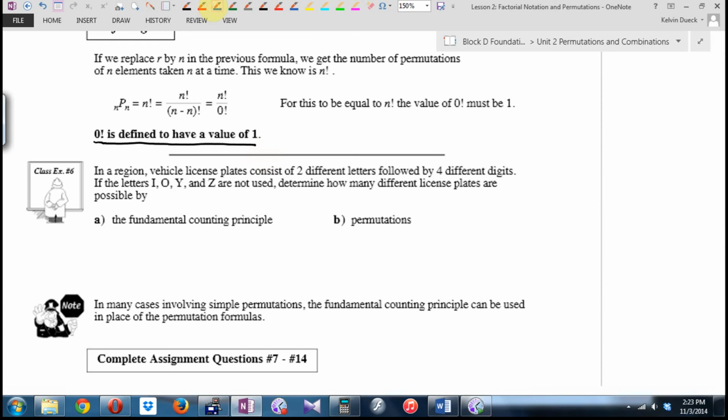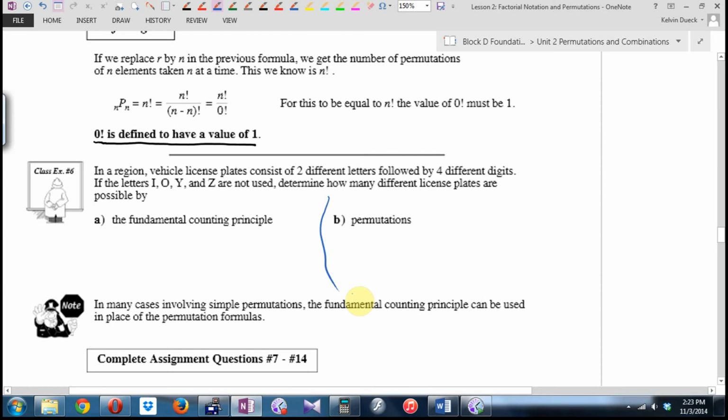Okay, let's finish off the lesson. I didn't think I'd get through all of it today, but we will. In a region, vehicle license plates consist of 2 different letters followed by 4 different digits. If the letters I, O, Y, and Z are not used, how many different license plates are possible by the fundamental counting principle or permutations?